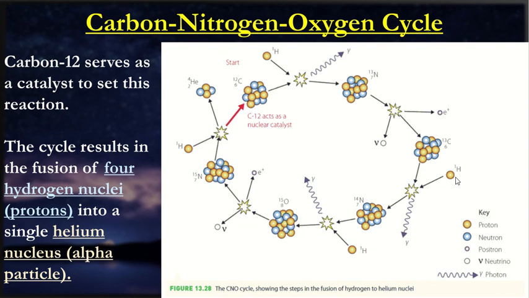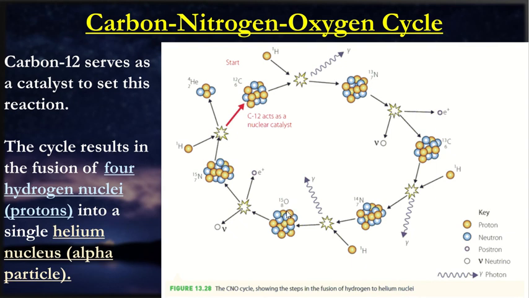Carbon-13 then collides with another proton. That's going to release gamma radiation and make it into nitrogen-14. Now that's pretty stable, so it's not going to go through nuclear fission, but you can then have another hydrogen collide with the nitrogen-14. That's going to eject more radiation and makes it into oxygen-15.